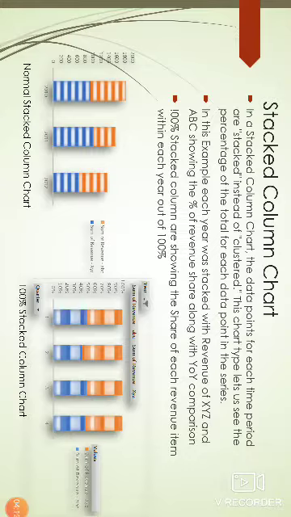So 100% stacked column are showing the share of each revenue item within each year out of 100%. So here the two diagrams are showing. First one is normal stacked column chart. Next one is 100% stacked column chart. So it shows sum of revenue XYZ. In the normal chart, it shows only just column chart.